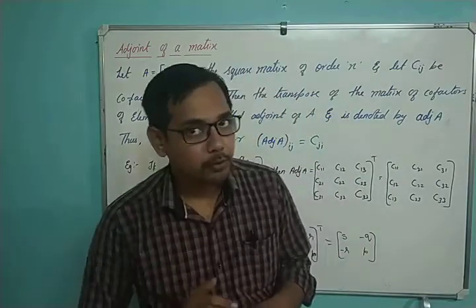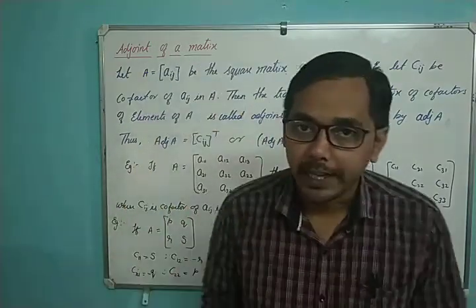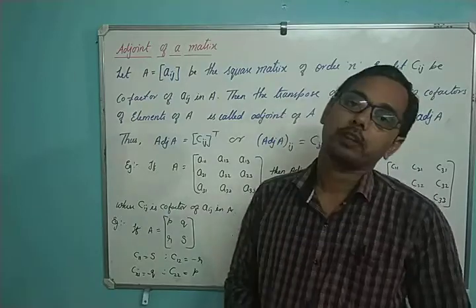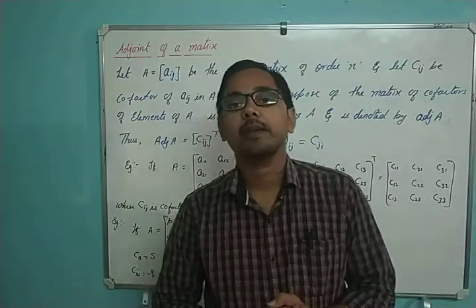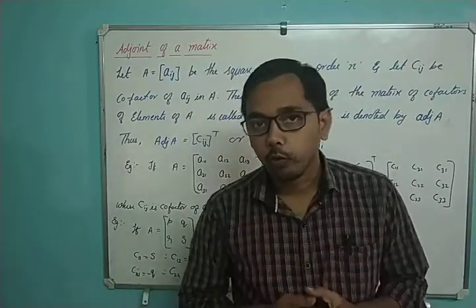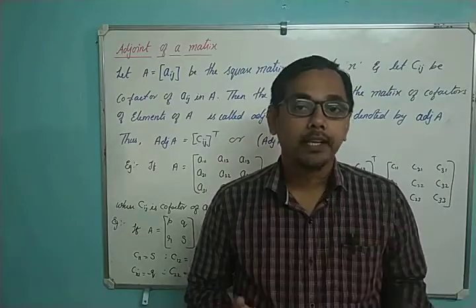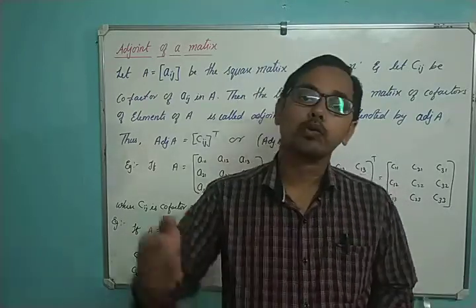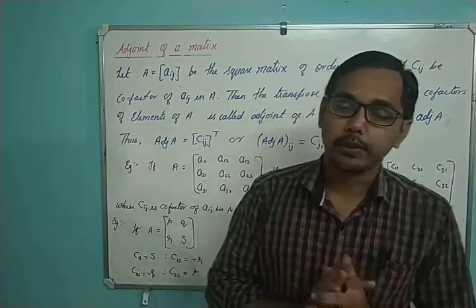But in the conventional process it takes a very long time. Why? Because you need to find the minors of all the elements, you need to find the cofactors of all the elements, then you need to form the cofactor matrix, and then you need to take the transpose, then you are going to get the adjoint of any particular matrix.